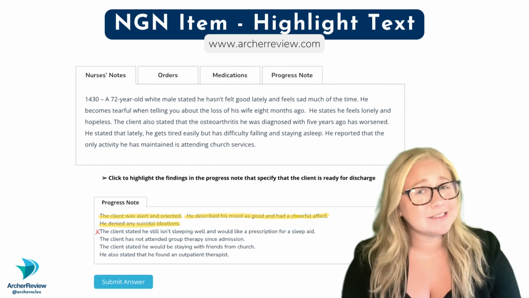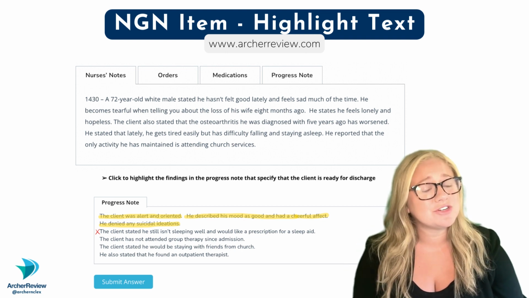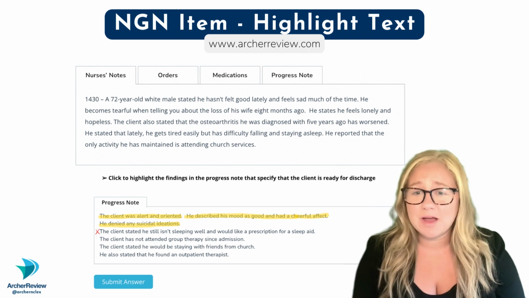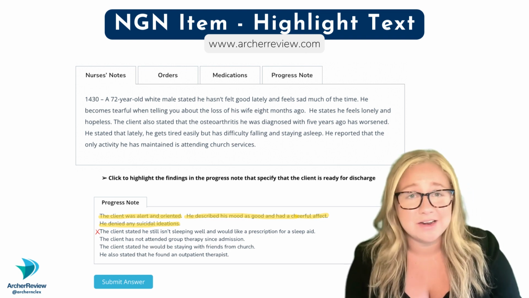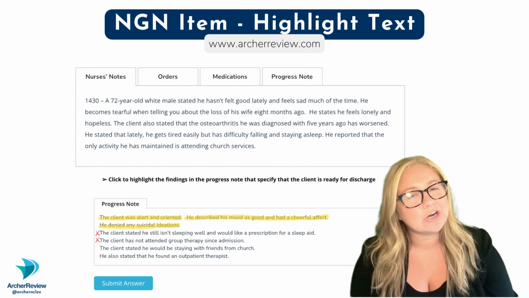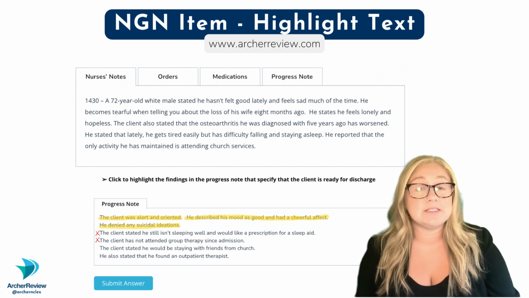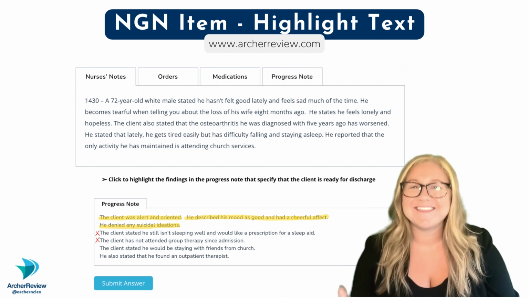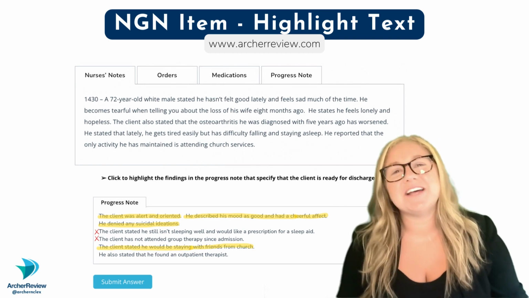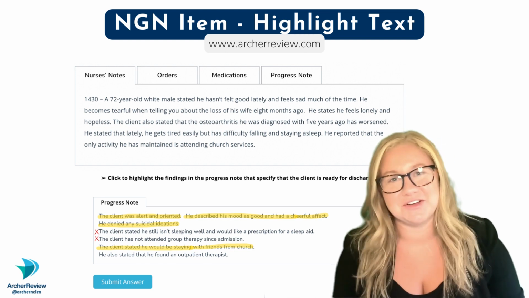Now, if he states he's not sleeping well, is that an indicator he's ready for discharge? False. Let's not highlight that. And what about if he states that he's not been attending group therapy? Again, not an indicator he's ready for discharge, not going to highlight it. Next, he states he'll be staying with friends from church. That's a good indicator. Let's highlight it. Lastly, if he tells you he's got an outpatient therapist, that's two thumbs up, definitely a good sign.